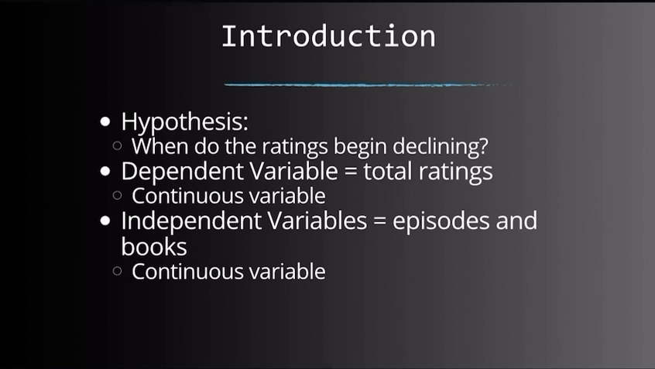a range. In this specific scenario, our independent variables are the episodes and books in the Game of Thrones franchise. These variables are continuous since the episodes and books can be put into sequential order. And finally, our dependent variable is the total overall ratings of said books and TV shows. This variable will be viewed as continuous as well, since TV and book ratings are viewed numerically.